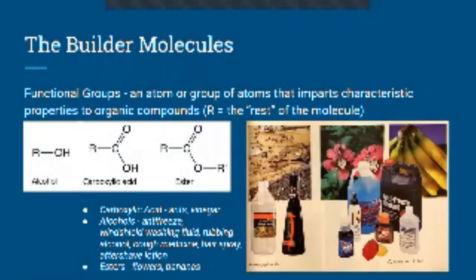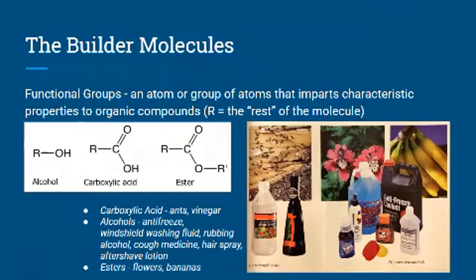So why are these important? Well, carboxylic acids can be found in ants and vinegar. Alcohols are in antifreeze, windshield washing fluid, rubbing alcohol, cough medicine, hairspray, and aftershave lotion. It's probably the most popular one, the one you're most familiar with. And esters, like I said, have scent, they have smells to them. So you're going to find those in flowers and in bananas, and some mints, and lots of other fun things.